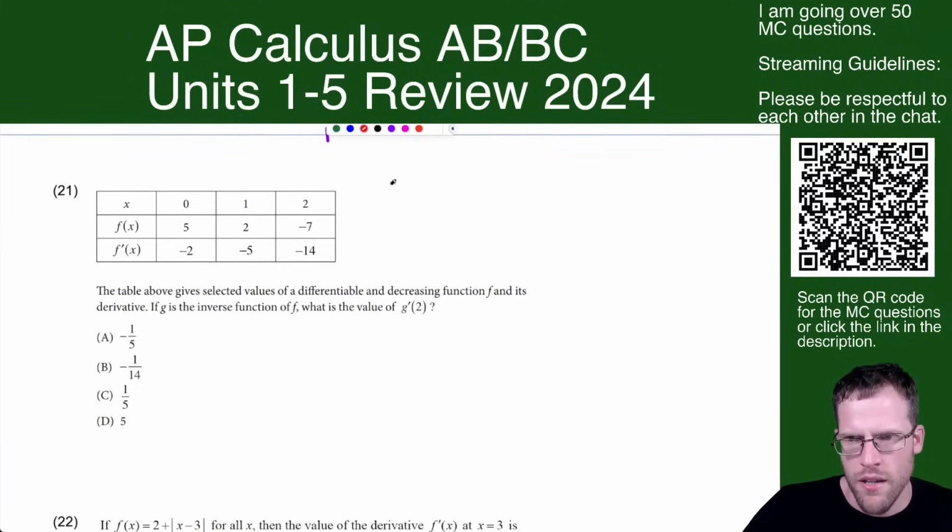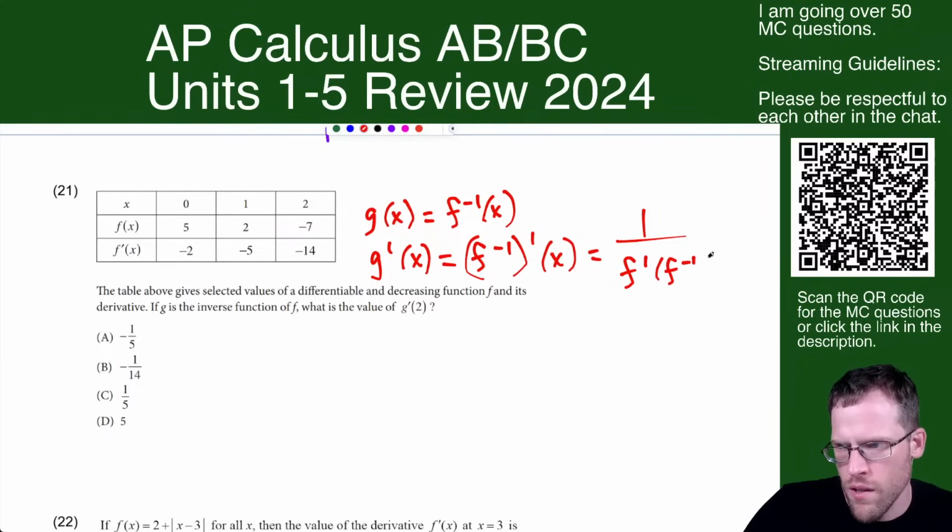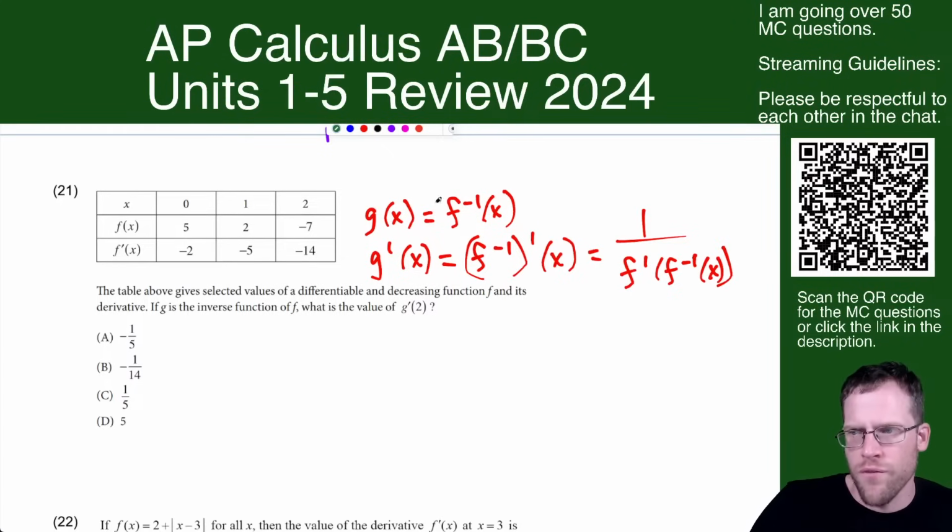This one is just all technique. So the table above gives a differentiable and decreasing function f and its derivative. G is the inverse of f. So what is g prime of 2? Well, g prime of x is f inverse prime of x. This is how I like to write it. And this is 1 over f prime of f inverse of x. If you forget that formula, you could prove it using the definition of an inverse and chain rule. But I'll just say know the formula.